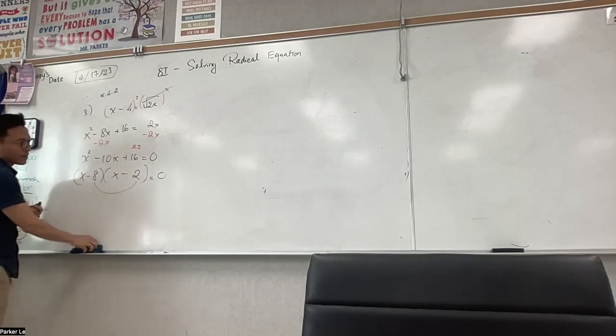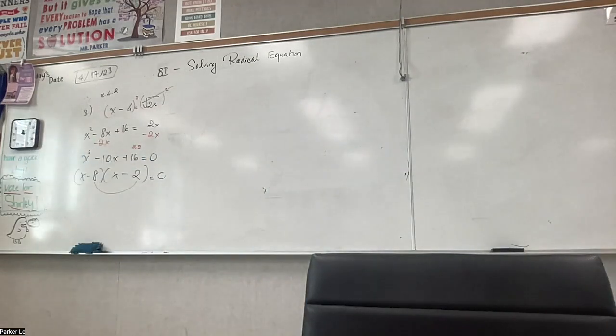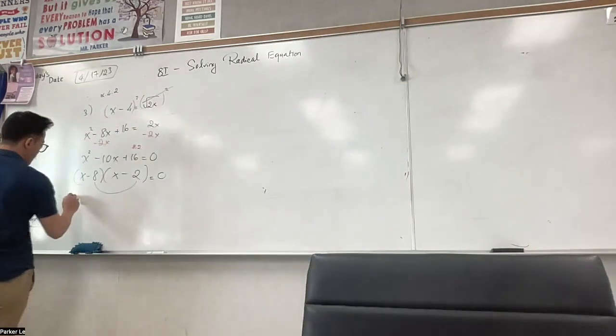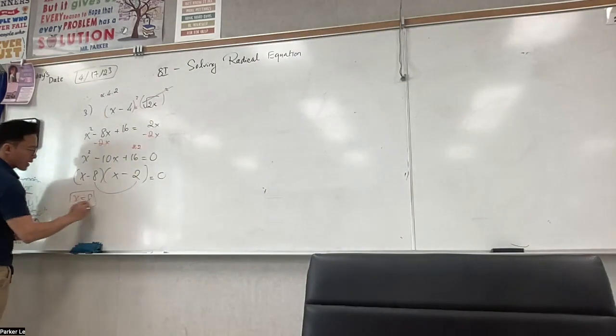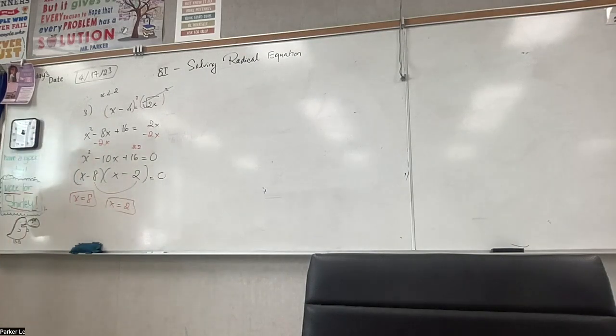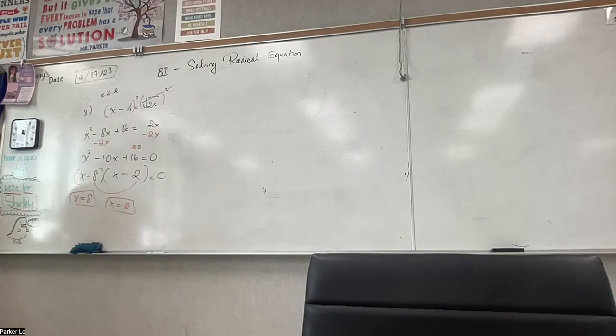Because it is solving and you have the 0 on the right side, you need to go all the way to the answer. It's going to give me what x equals. So x equals 8 and x equals 2. Right. Do we need to check? Yes, we do need to check, because this is a square, an even power.